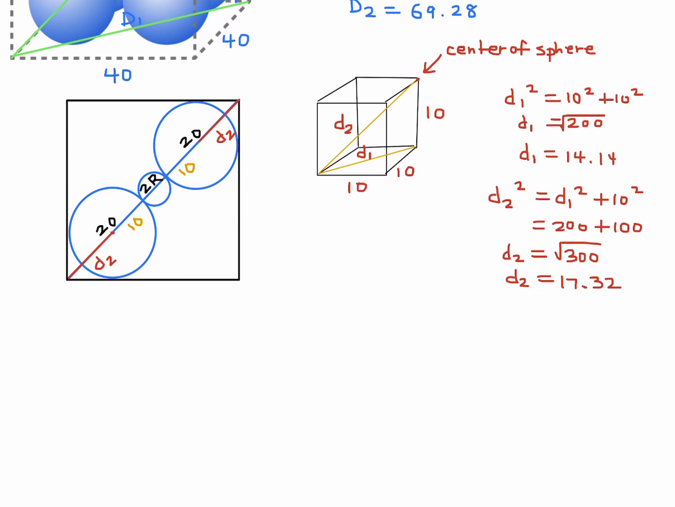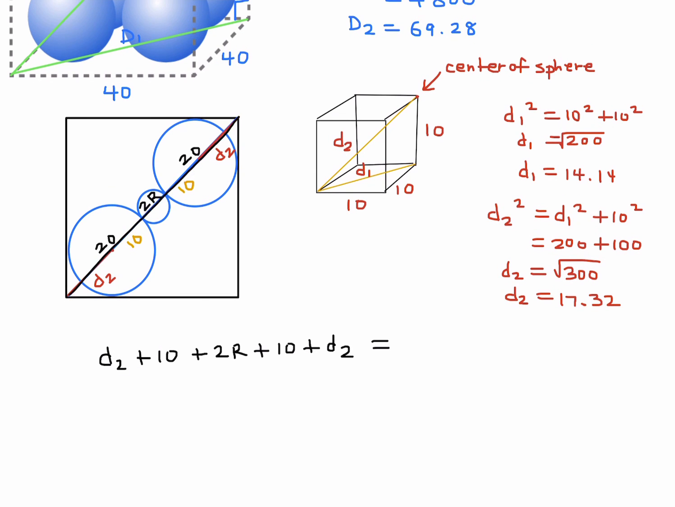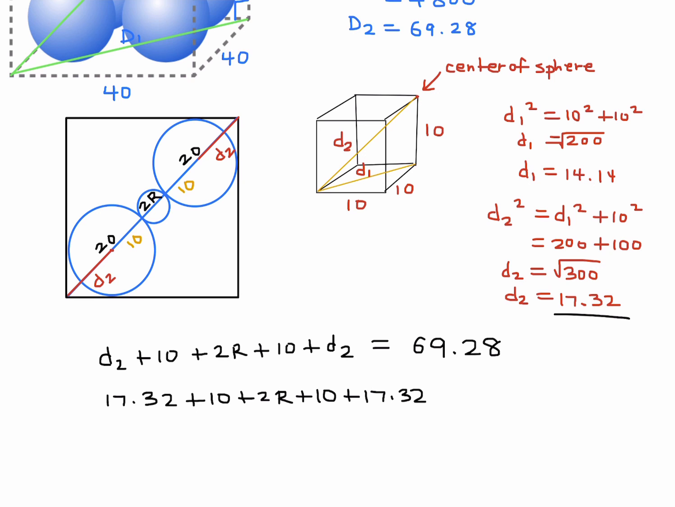We have the following. This whole distance is d2 plus 10 plus 2r plus 10 plus d2. And that is equal to this whole distance, which we calculated earlier as 69.28. And there we go, we have enough now to solve the question. d2 is 17.32, so put that in here. Plus 10 plus 2r plus 10 plus 17.32 is 69.28.